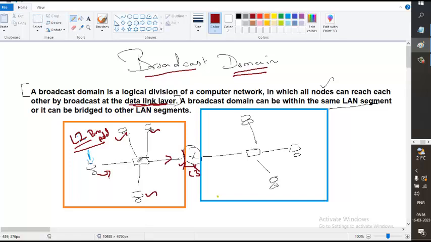Whereas in a switch, which is called a layer 2 device, all the ports of the switch are in a single broadcast domain, a single group. Whereas on a router, every port is in a different broadcast domain. So when a packet comes to a broadcast domain, it won't be allowed to pass to another broadcast domain, because it's another one.